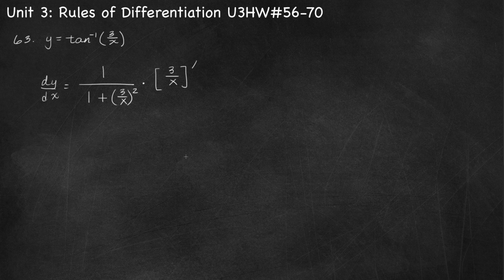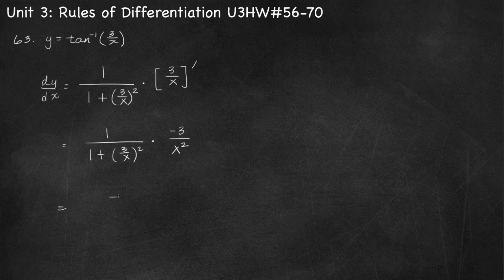So we have some options here. I can keep 3 over x as is and use the quotient rule, but that's a lot more work than is necessary here. I can also think of 3 over x as 3 times x to the power -1 and use the power rule, so that would be a little bit easier. Or if you've memorized that the derivative of 1 over x is -1 over x squared, and this is just 3 times 1 over x. So the derivative is 3 times -1 over x squared, or -3 over x squared.